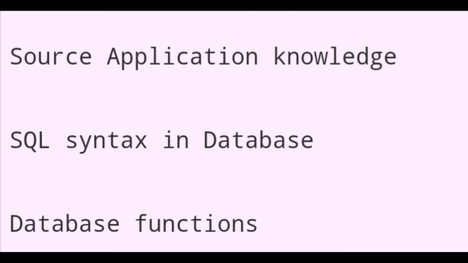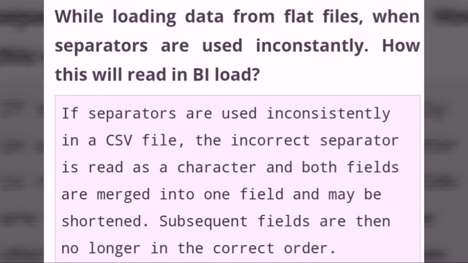While loading data from flat files, when separators are used inconsistently, how will this be read in BI load? If separators are used inconsistently in a CSV file, the incorrect separator is read as a character and both fields are merged into one field and may be shortened. Subsequent fields are then no longer in the correct order.